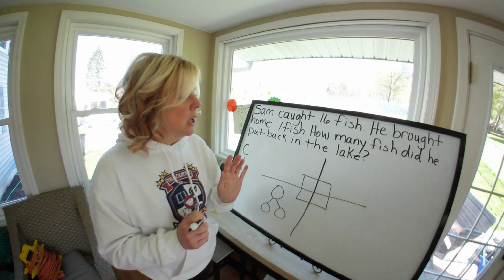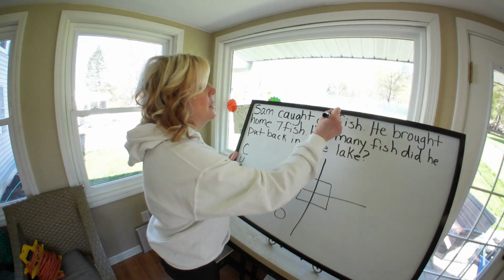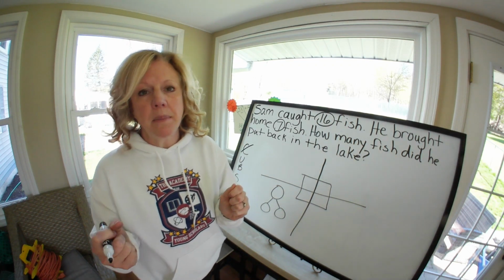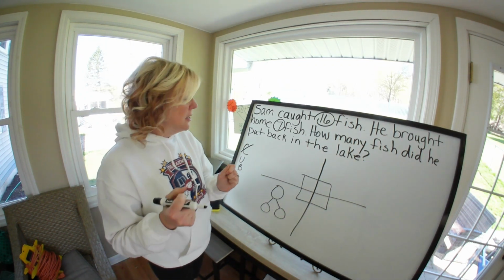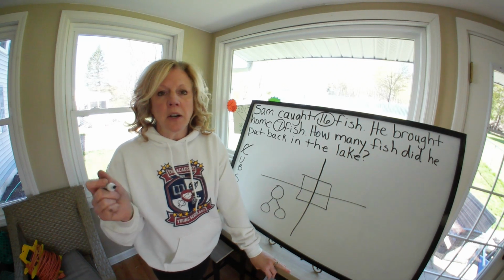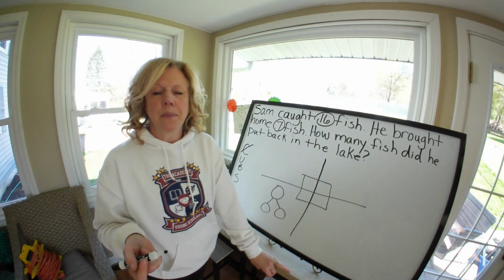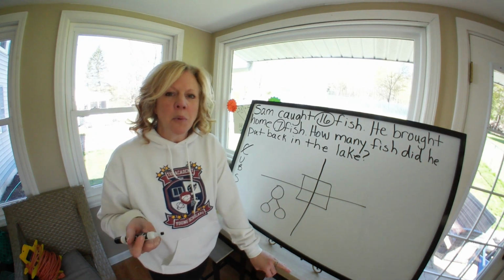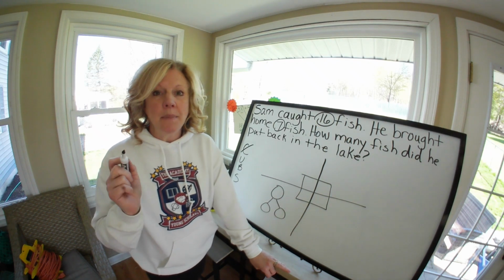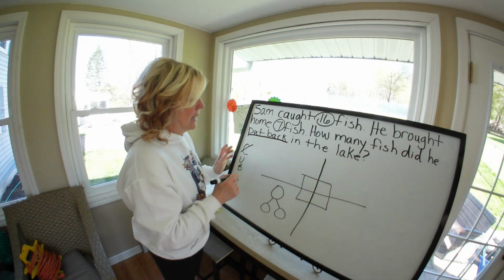So let's go through our CUBES and let's talk about what it's asking. We're going to circle our numbers. We're going to circle the 16 and the 7. And then we're going to cross off our C because those are the numbers that are popping out at us. Now, here's where it tells us what we're doing. Let's look at the question to underline our important words. How many fish did he put back in the lake? What do you think the important words are? If you said put back, you're absolutely right. So I want you to think about these two words, put back.